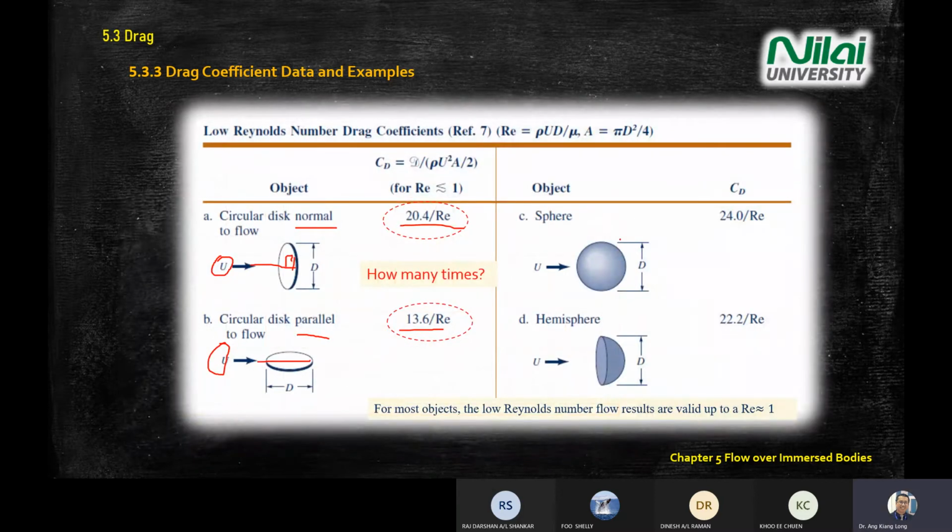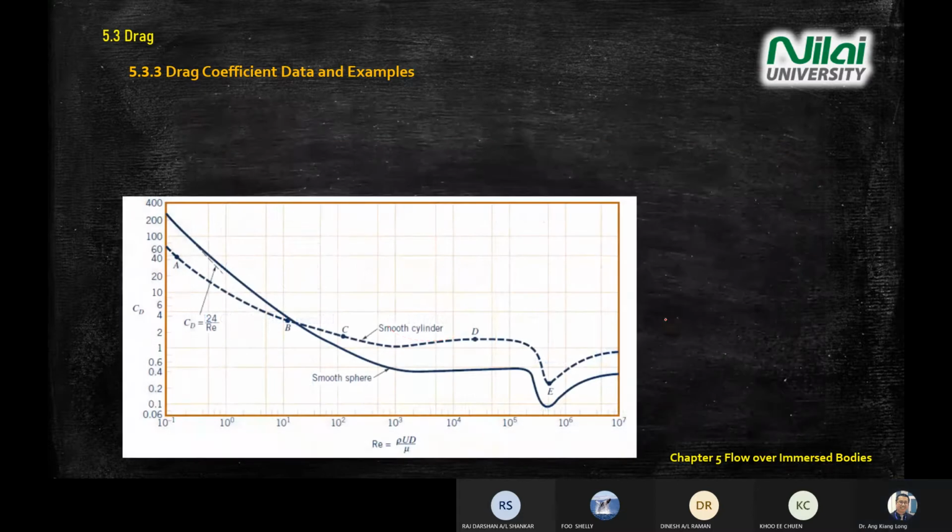So you see the round object over here, also the same. Okay. One is a full sphere, one is a hemisphere. The Reynolds number and the CD will also differ, so there are different equations you can use. Okay, for the hemisphere you use this one, for the sphere you use this one.